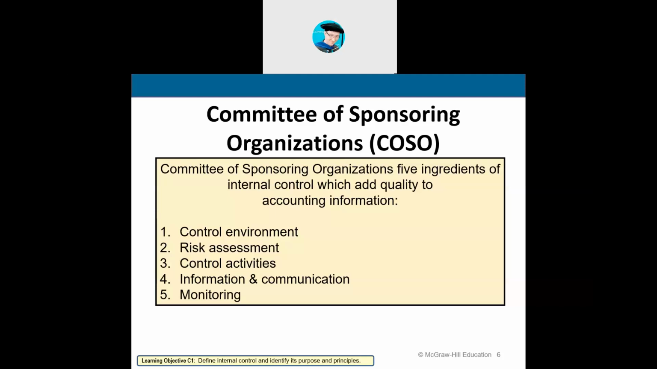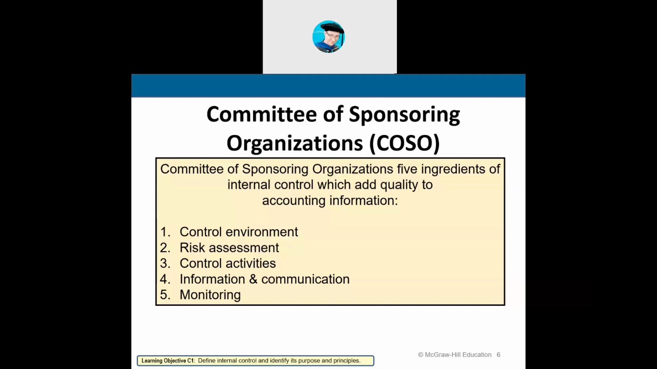The fourth part of the framework is information and communication. How is your financial information being communicated to your stakeholders? Using your income statement, balance sheet, statement of cash flows, and statement of retained earnings, all of those financial statements are regulated. The structure of those statements is the same for all companies. The account names might be slightly different, but the way they're structured is exactly the same. That information is communicated to stakeholders in the same way.